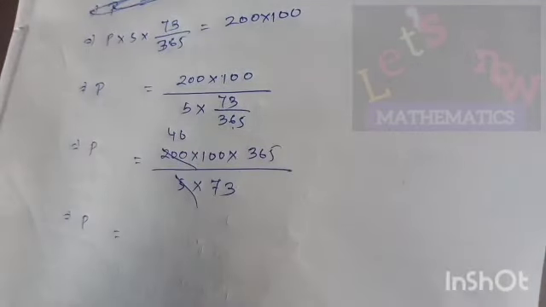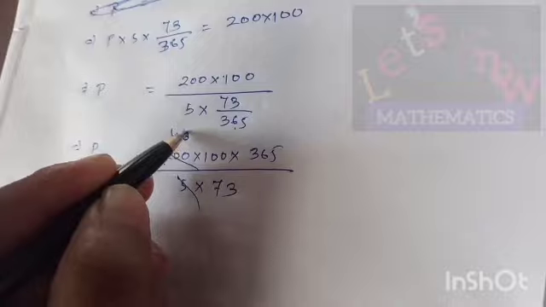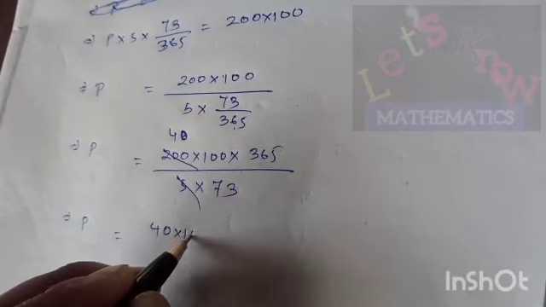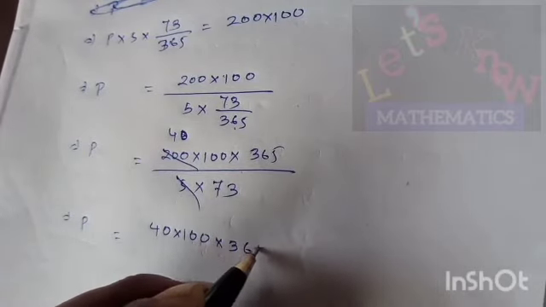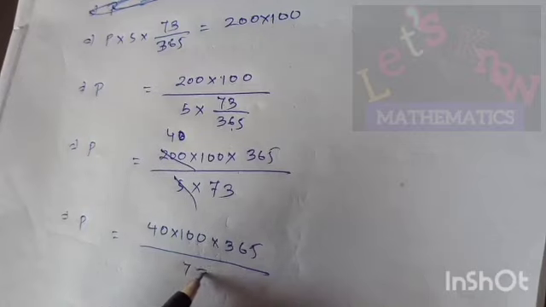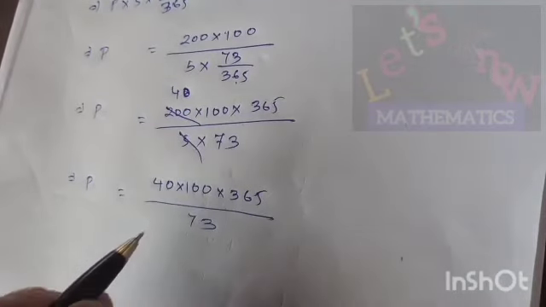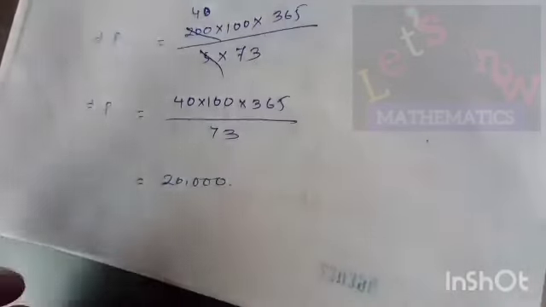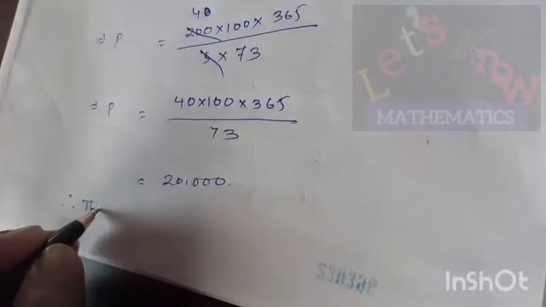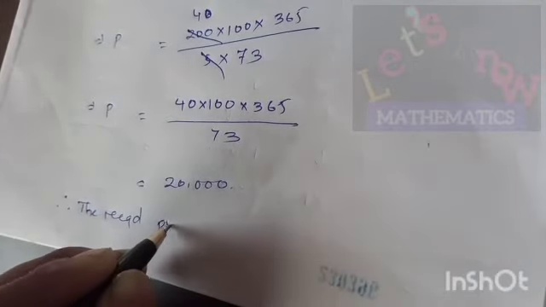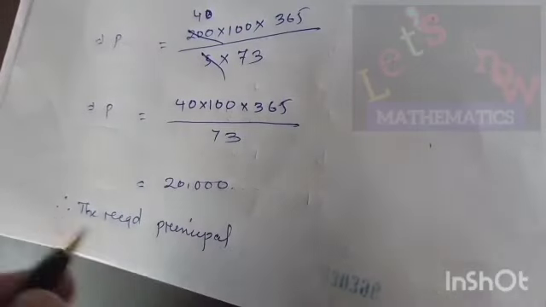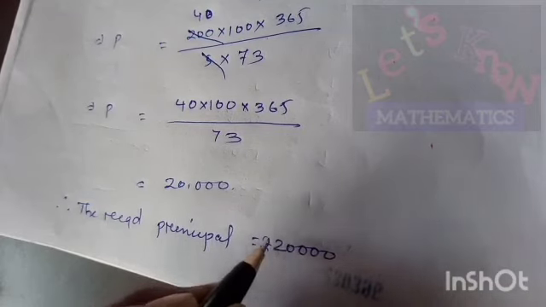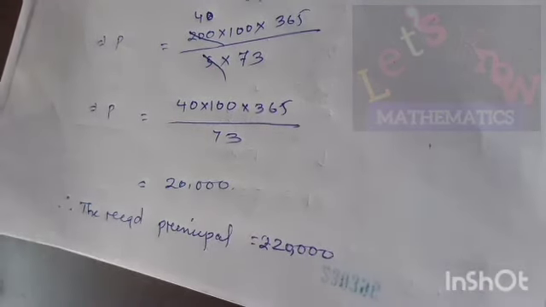5 into 40 is 200, right? That means 40 into 100 into 365 divided by 73. Is it? So how much will the answer be? 20,000. Is it? So now, therefore, the required principal will be how much? 20,000, right? Rupees 20,000. Okay, understood all of you guys?